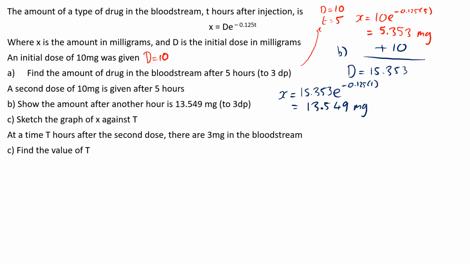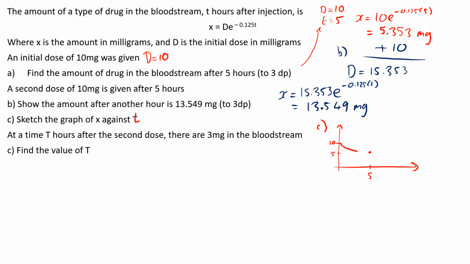Sketch the graph of this. Now this is an interesting question. The axes should really be a lowercase t, sorry. So we'll have our initial dose, which is 10 milligrams. We know that by the time we get to 5 hours, that's roughly gone in half to about 5.3. And then it's spiked up again.